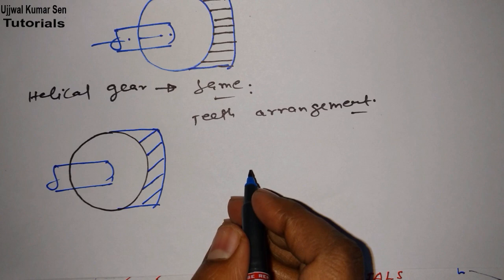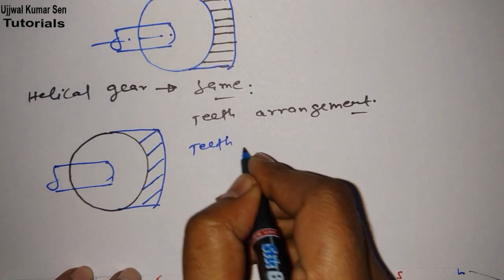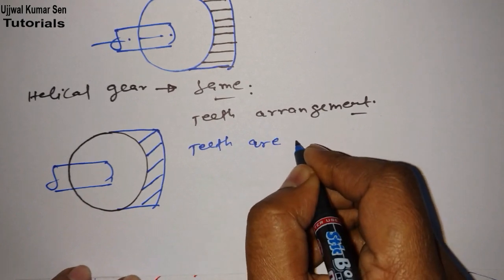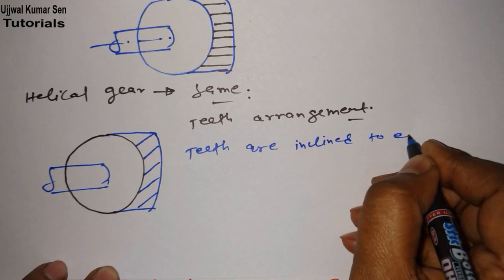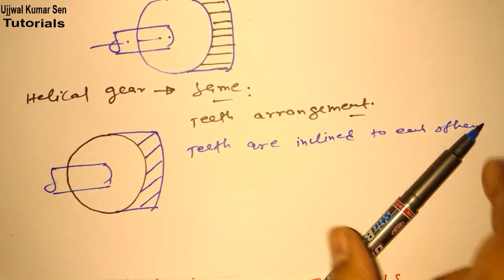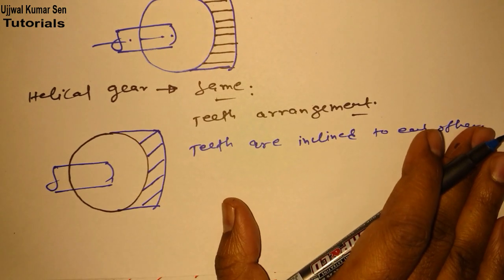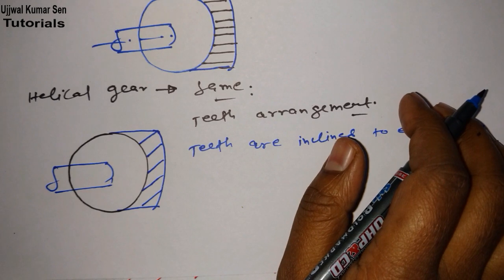I mean, this is the main thing, that's why I'm sharing with you. Here what happened? Teeth are inclined to each other, you understand. What about the helical gear? In case of helical gear, what is happening? Teeth are inclined to each other, that's why it is known as helical gear.